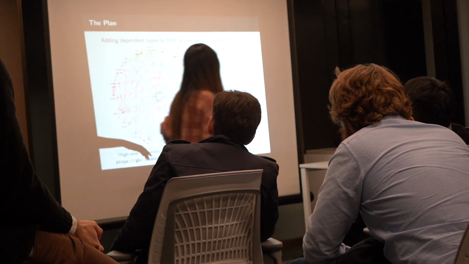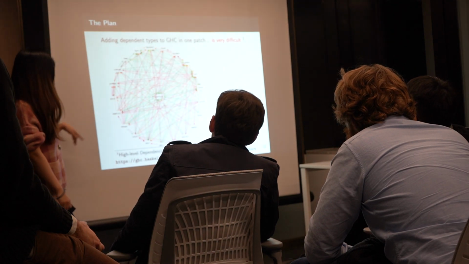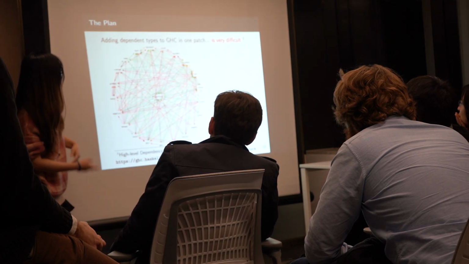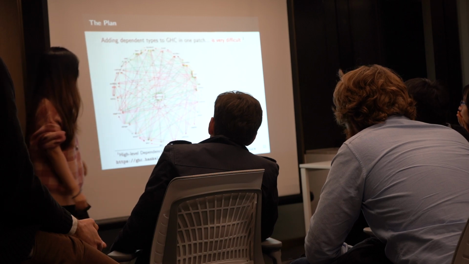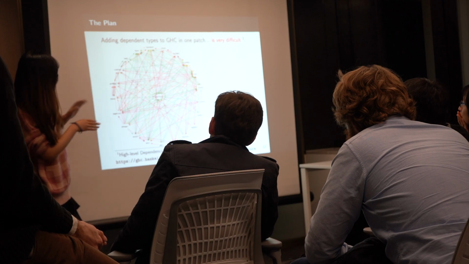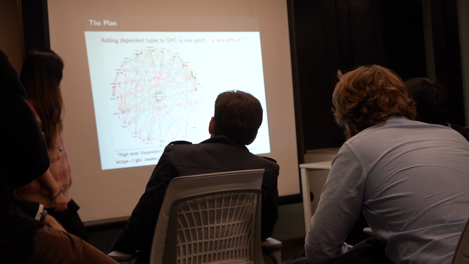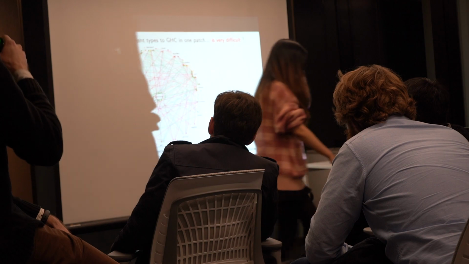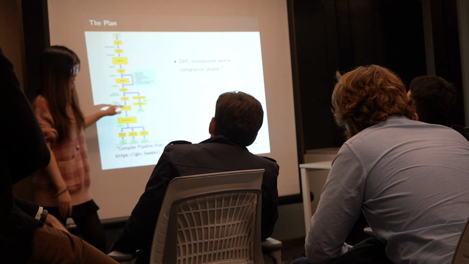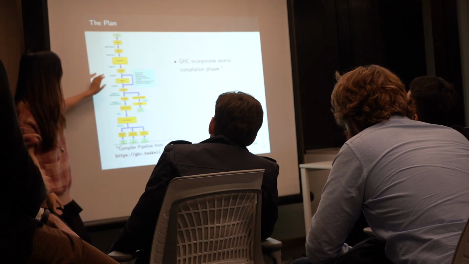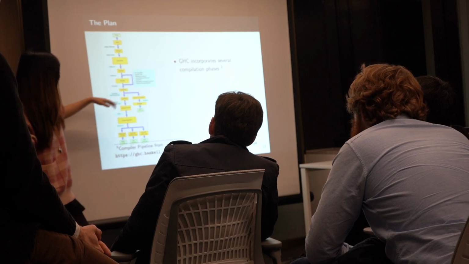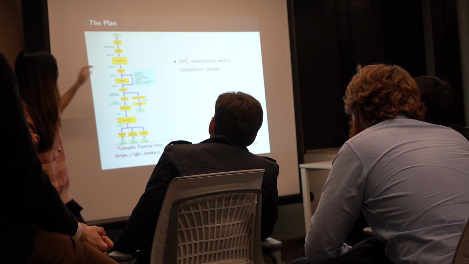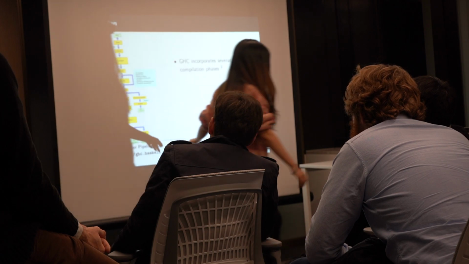But adding dependent types to GHC is very difficult, right? We have so many modules in GHC, and there are some mutual dependencies. If you modify one thing, you are going to affect just everything. But luckily, GHC incorporates several compilation phases, so it is possible to change one phase in the middle of this compilation line without affecting other phases.